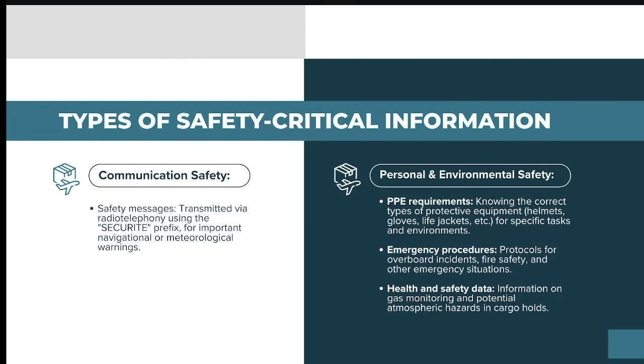And the last type of safety critical information is personal and environmental safety. Under this are the PPE requirements, knowing the correct types of protective equipment like helmets, gloves, and life jackets for the specific task and environment. It differs depending on the task that you need the PPE for.